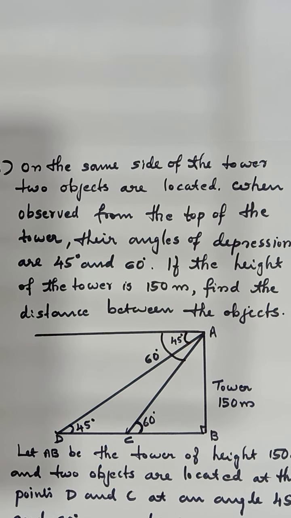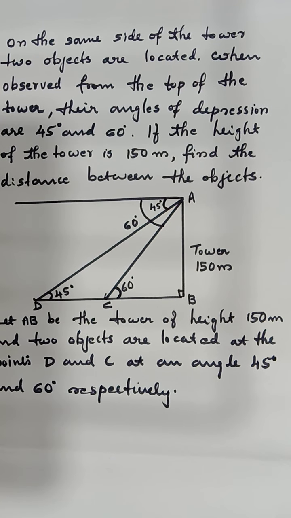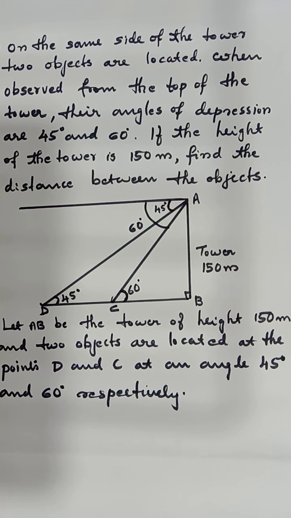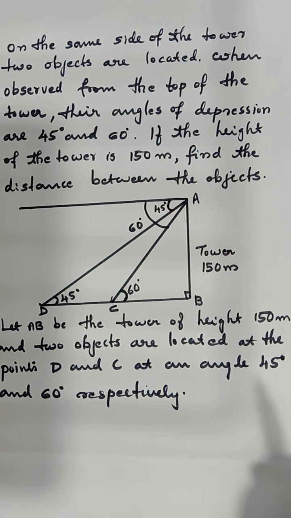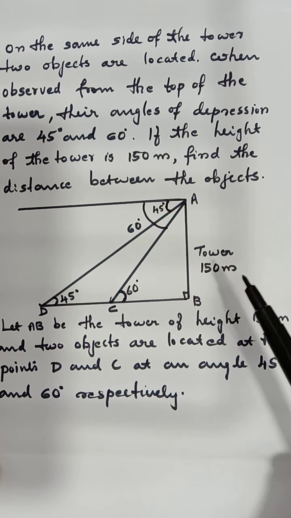Okay children, as it is a 5-mark question, here we have to give the explanation. First, the introduction should be given after drawing the figure. This is how we can introduce. That is, let AB be the tower of height 150 meter. So these points are very important.